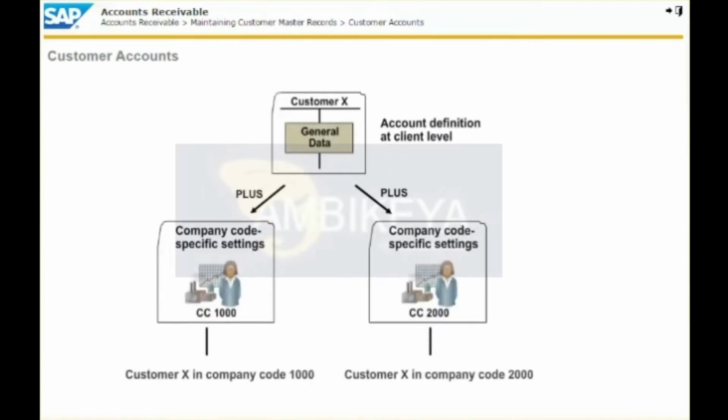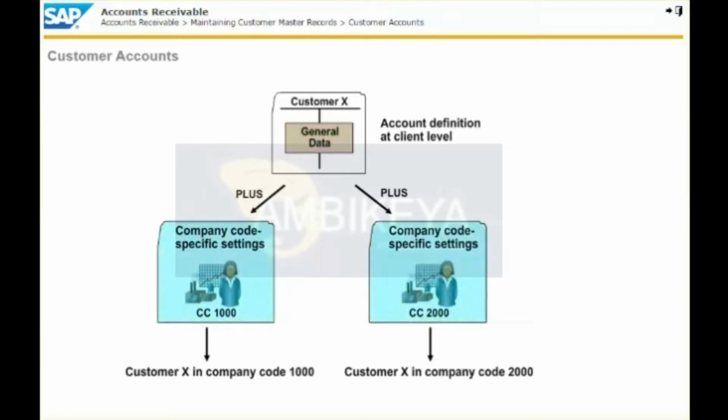As with GL accounts and vendor accounts, customer accounts also consist of two areas. General data. A customer account is defined for all company codes at the client level. General data, such as the customer's address, is stored here. General data applies for all company codes that do business with the customer.